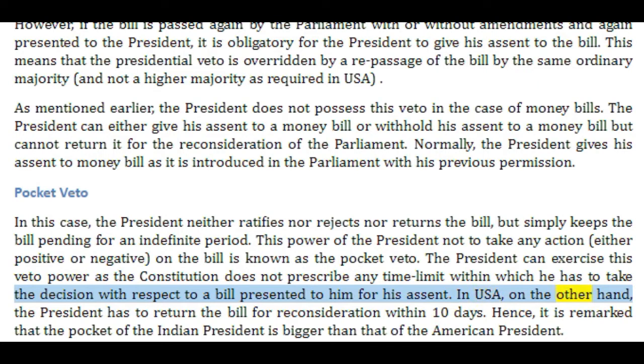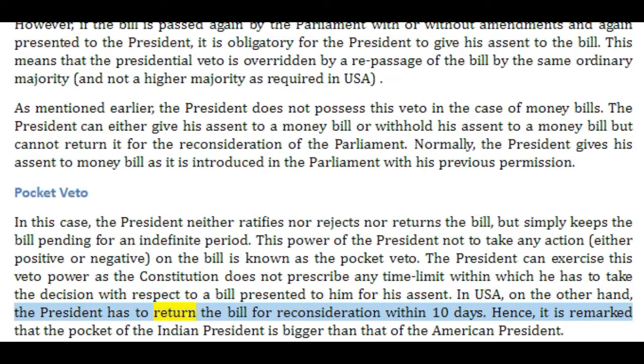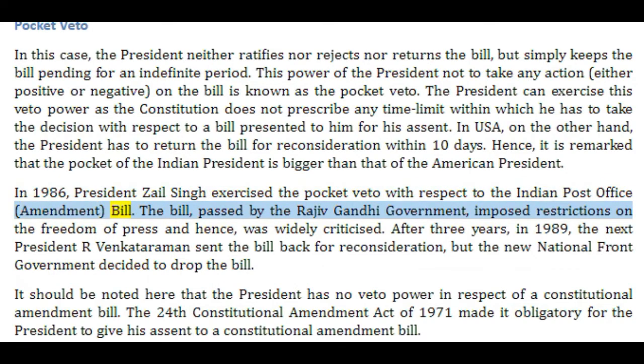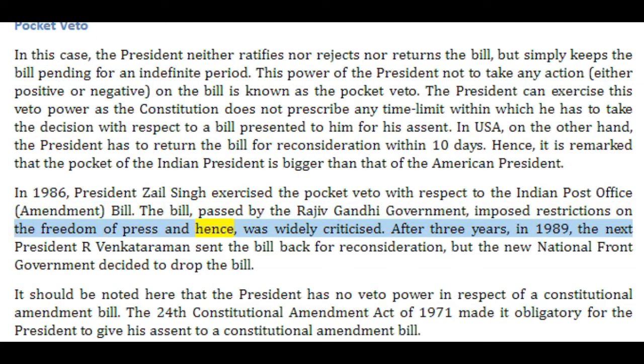In USA, on the other hand, the President has to return the bill for reconsideration within 10 days. Hence, it is remarked that the pocket of the Indian President is bigger than that of the American President. In 1986, President Zail Singh exercised the pocket veto with respect to the Indian Post Office Amendment Bill. The bill, passed by the Rajiv Gandhi government, imposed restrictions on the freedom of press and hence was widely criticized.